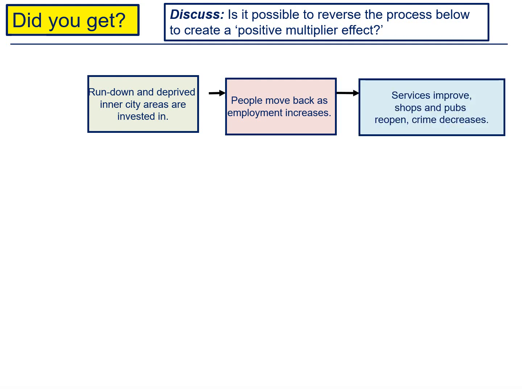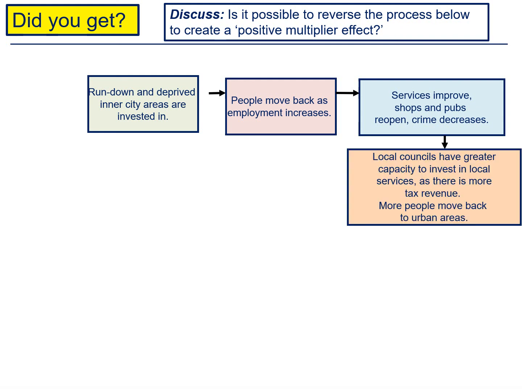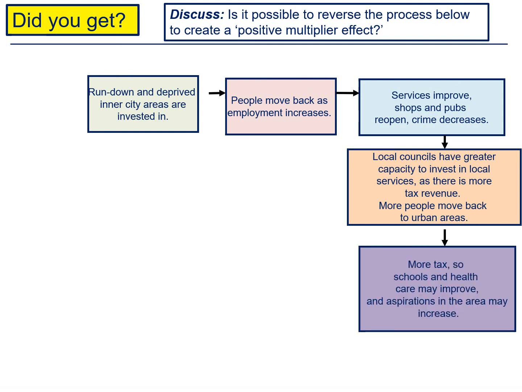This would lead to the improvement of services, shops and pubs. They will reopen and crime will decrease. Local councils have greater capacity to invest in local services as there is more tax revenue. More people move back to urban areas. As there's more tax, schools and healthcare can improve and aspirations in the area may increase.